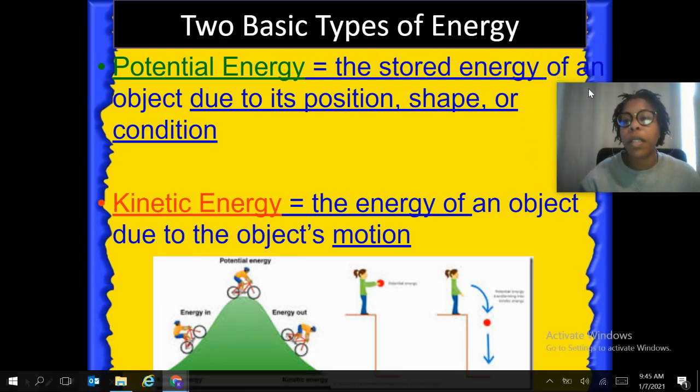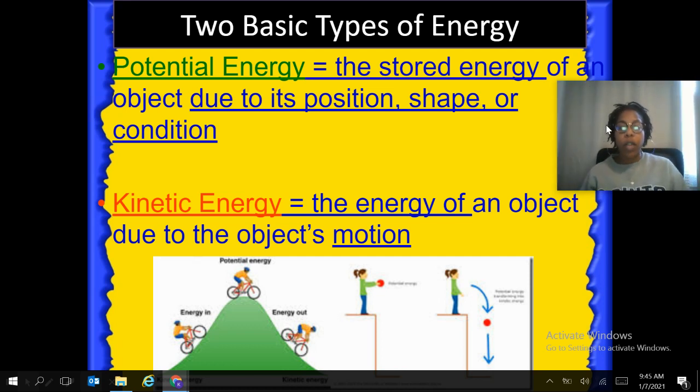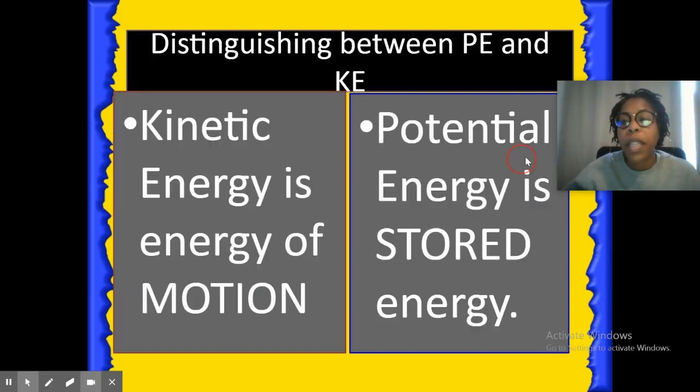So there are two types of energy, all right? The first type that we'll learn about today is potential energy. It is stored energy of an object due to its position, shape, or condition. And then you have kinetic energy, which is energy of an object due to the object's motion. To put that in easier terms, kinetic energy is energy in motion. Potential energy is stored energy, or energy that is like steel. If it has potential energy, it is not moving. There is no motion. Kinetic energy is energy in motion. Potential energy is stored energy. It is sitting there. It is storing its energy. It is not moving.